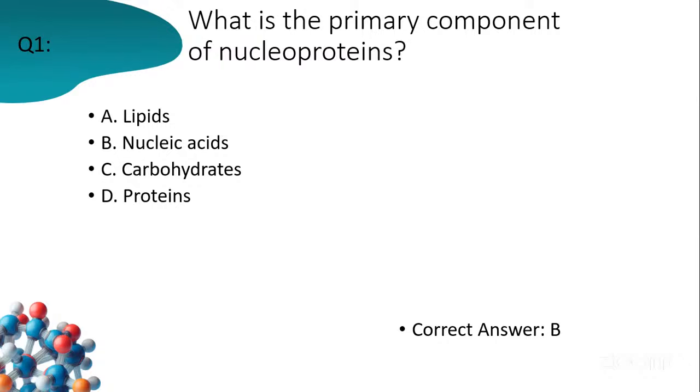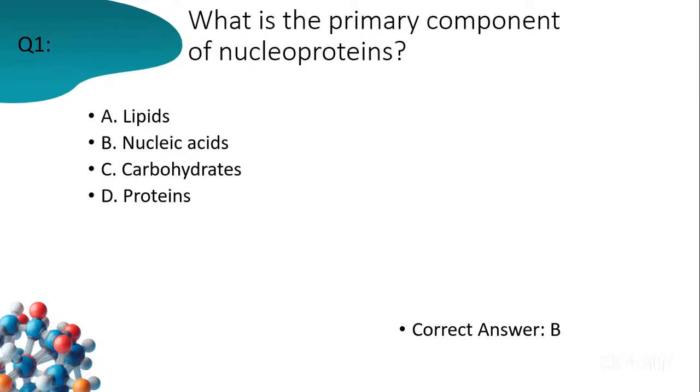So here we ask, what is the primary component of nucleoproteins? You have options. Lipids is nowhere to be found there. We have nucleic acids. We have carbohydrate. We have protein.